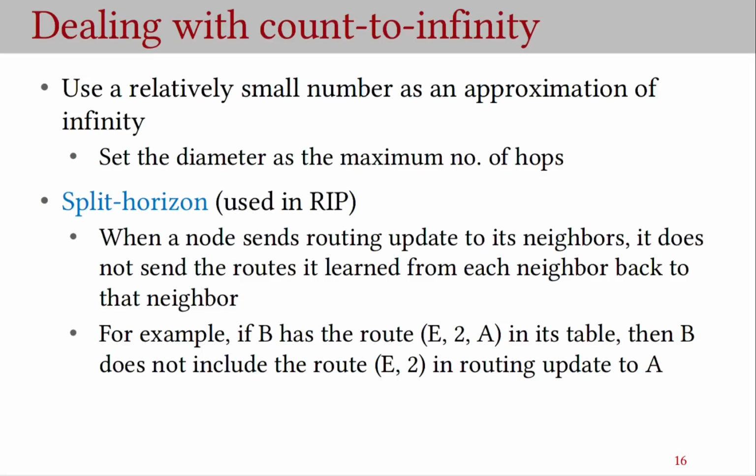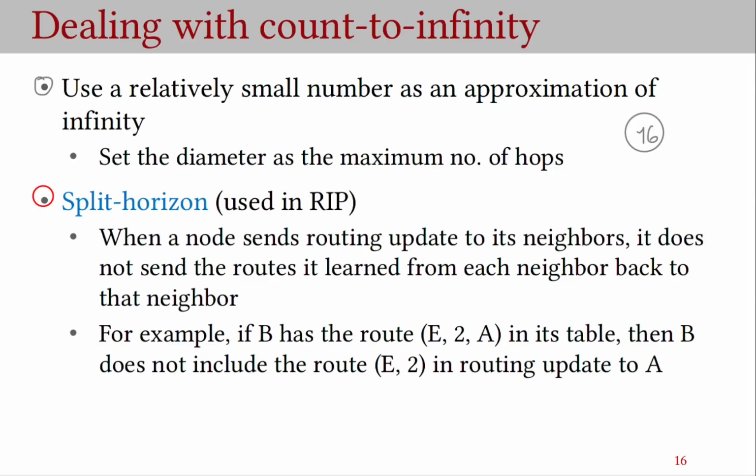There are some solutions to mitigate the problem. None of these actually fully solve the problem. The first is to use a relatively small number as an approximation to infinity. And typically the number is kept as 16. However, the problem is that if the network grows, this may not be enough. Then there is a solution that is called split horizon. This is used in RIP.